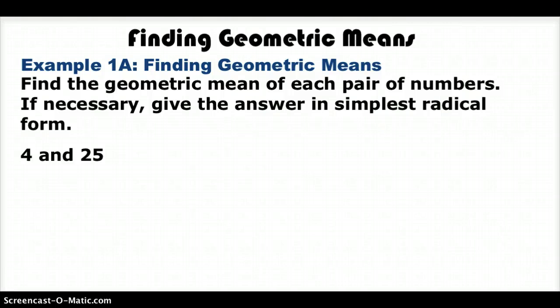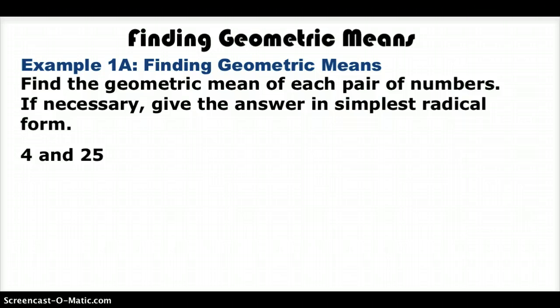Okay, so as we said before, the geometric mean is going to be the positive square root of two numbers' product. Okay, so it says find the geometric mean of each pair of numbers. If necessary, give the answer in simplest radical form. Okay, so we have these numbers 4 and 25.